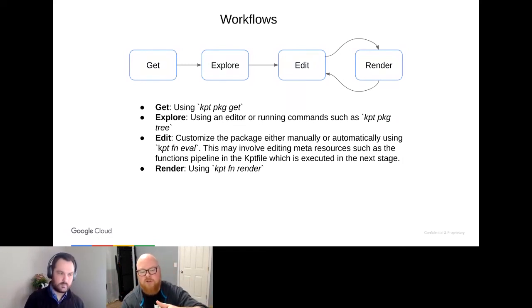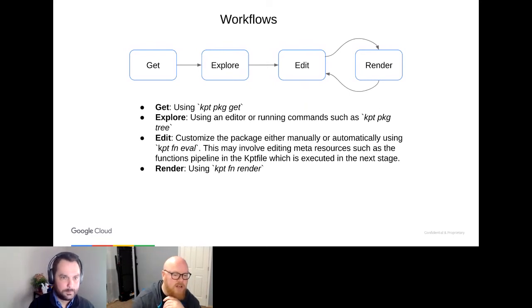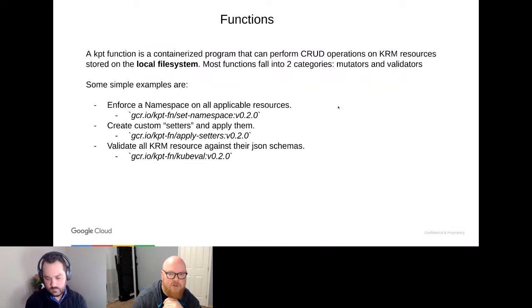Then you can do a function render, which will run through your pipeline that's defined in what's called the Kptfile. We'll talk about that in a second. And you can just iterate through that. There are many different workflow examples. I just wanted to show the really quick high-level one for today. And then we'll go to the next two slides.